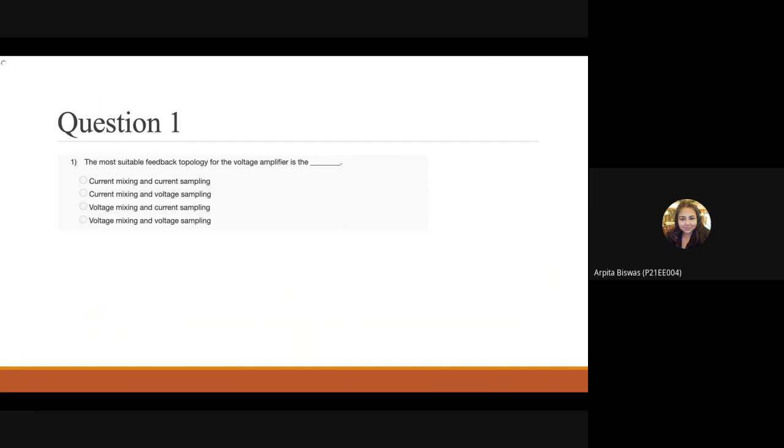So this is week 10, question number one. The most suitable feedback topology for the voltage amplifier is: first option is the current mixing and current sampling. Second is the current mixing and voltage sampling. Third is the voltage mixing and current sampling. And option D is the voltage mixing and voltage sampling. There's no hurry. You take your time, go through the question carefully, and try to solve the question.